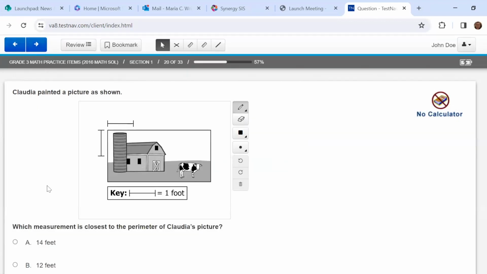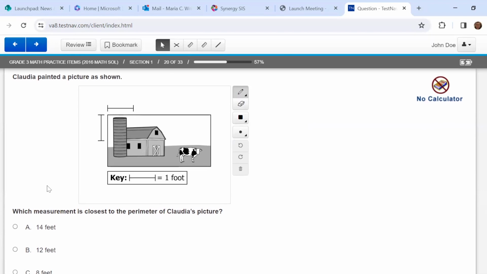All right, Claudia painted a picture as shown. Which measurement is closest to the perimeter of Claudia's picture? Perimeter means the outside of the figure. And we have a key that this amount of space equals 1 foot in real life.